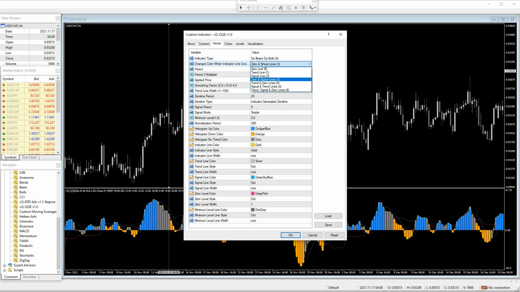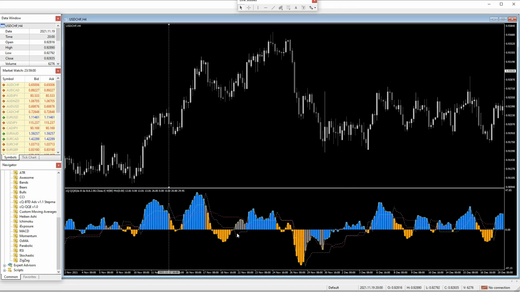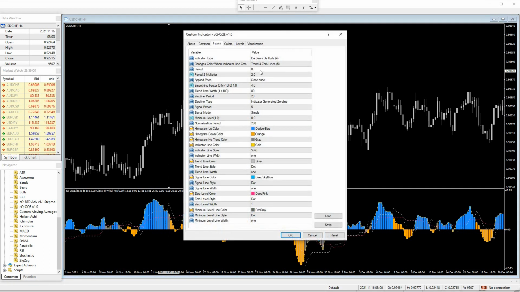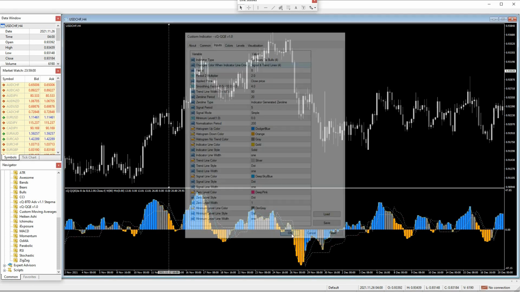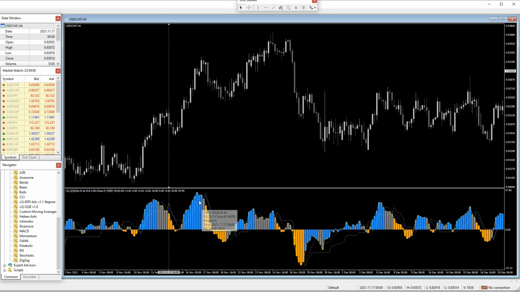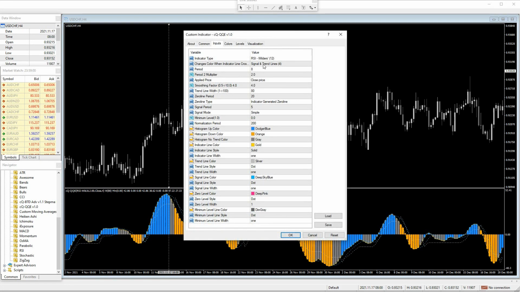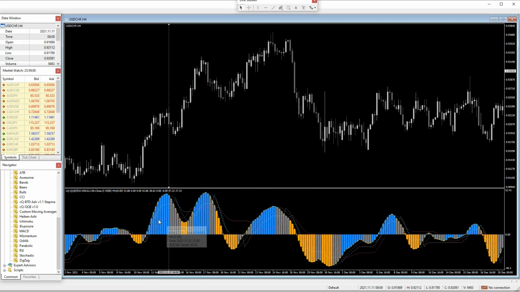And there's the trend and 0 line. This white line is the normal trend line. So a combination of those, and here's the signal and the trend line. You can see how it changes there. And then the last one here is the trend, signal, and 0 line, all 3 together. So you can see where it's like this.